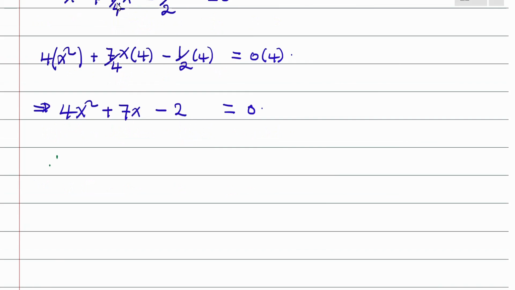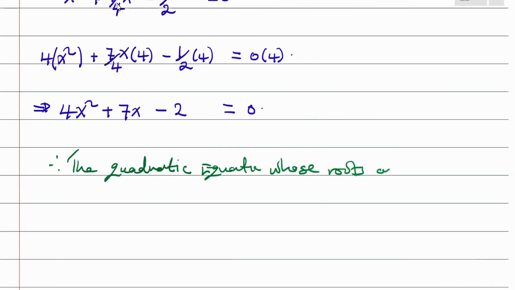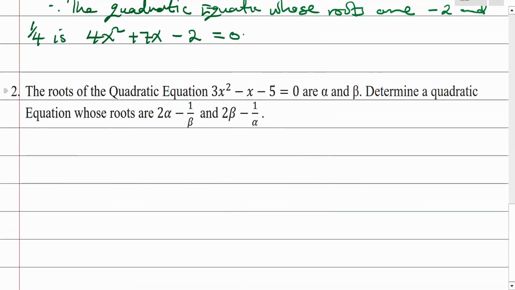Therefore, we can conclude that the quadratic equation whose roots are -2 and 1/4 is 4x squared plus 7x minus 2 equals 0. So that has been our number 1. So we can have example 2.